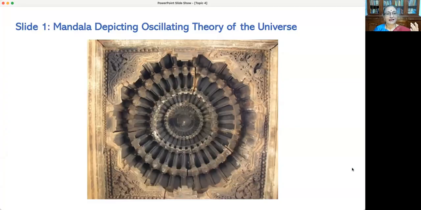Slide 1 is the view of the Bhuvaneshwari Mandala at the Belawadi Veeranarayana temple of South India, built during the 11th century CE. It's a depiction of the oscillating universe theory about the expansion and contraction of the universe. Let's first study the structure of the mandala.